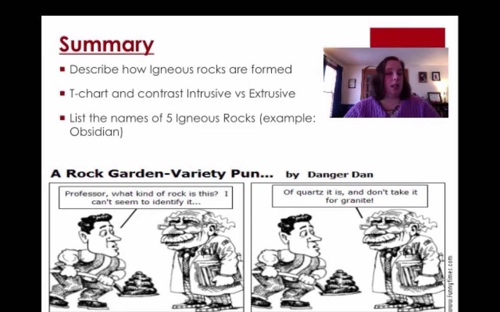I want you to get used to hearing those names of rocks, and they're just a name. Like I'm Mrs. Burke, it's just the name of the rock that you see there. So I hope you enjoy my summary.